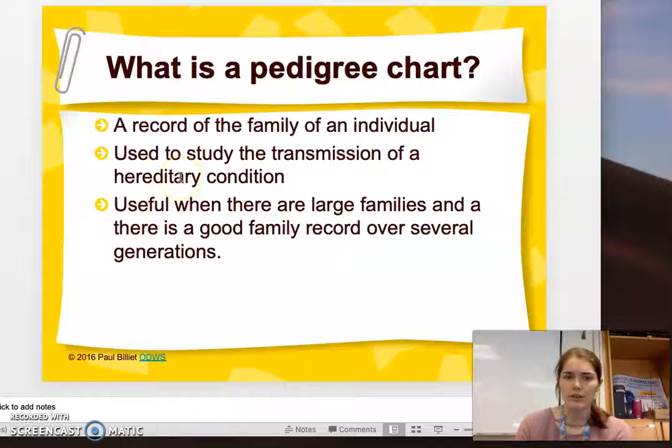A pedigree chart is a record of the family of one individual. It's used to study how things move from parent to child, but also from parent and grandparent and great grandparent and so on and so forth. It's good when you know a lot of your information, like 23andMe can help you out with this.